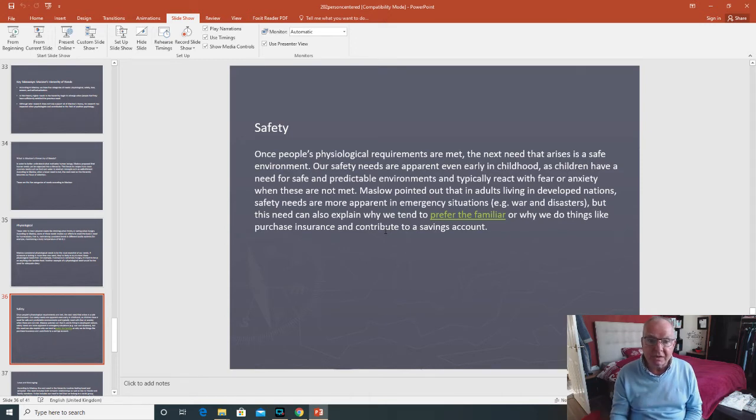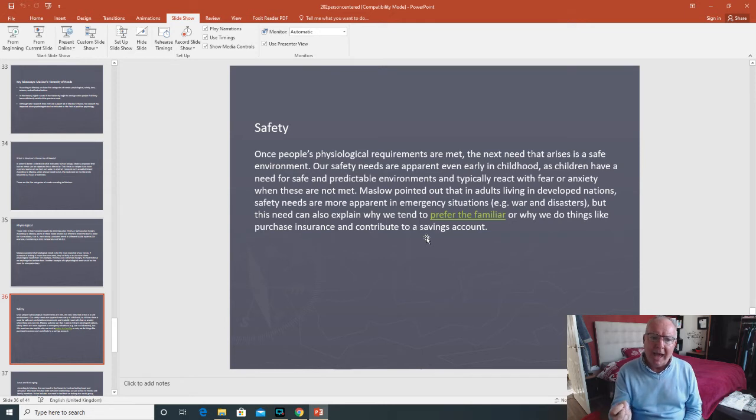So this is a great example of the safety level of Maslow's hierarchy of needs. At the moment we've got isolation, we've got safe distances, and so on. So there's lots of different ways of protecting ourselves that are coming into effect right at this present moment in time. But this need can also explain why we tend to prefer the familiar or why we do things like purchase insurance and contribute to a savings account. Again, we all save for the future. We all save for a rainy day. We purchase insurance in case we have a flood and we can't afford to put our house back to the way it was before we were flooded, and so on.